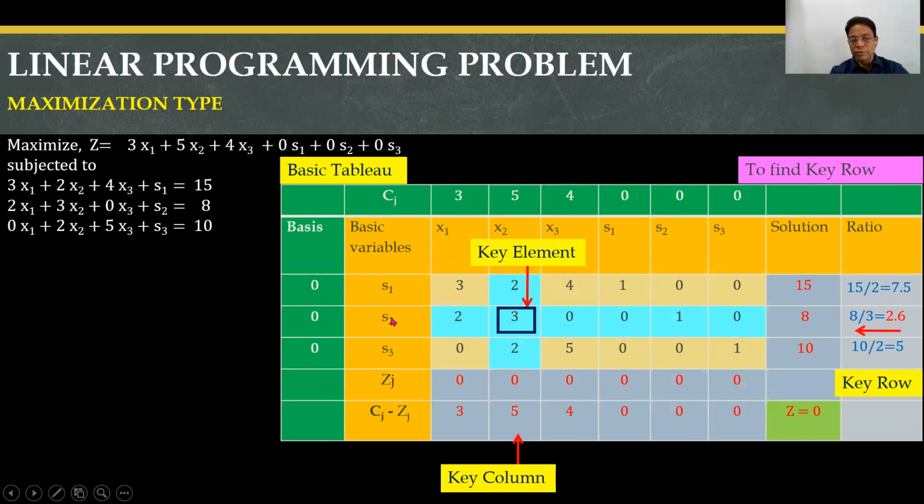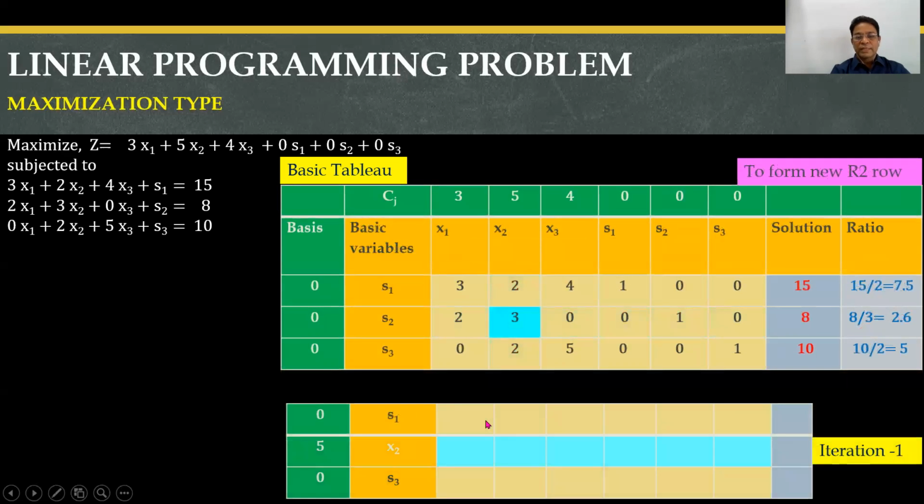So first we will do that. We can see here s1, s2, s3 is the original basic variable, and the new basic variable is s1, x2 and s3. And at the same time we find that x2 has coefficient of 5 in the objective function here. So this 0 will also be replaced by 5. Now the next step is to convert this 3 into 1.